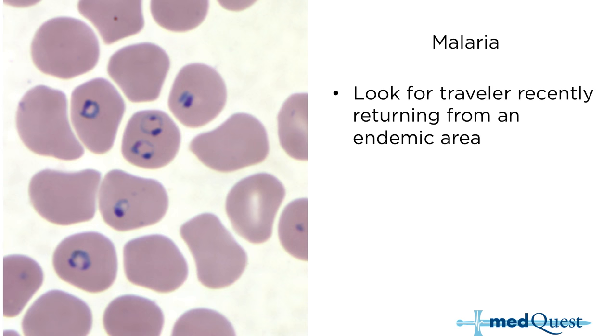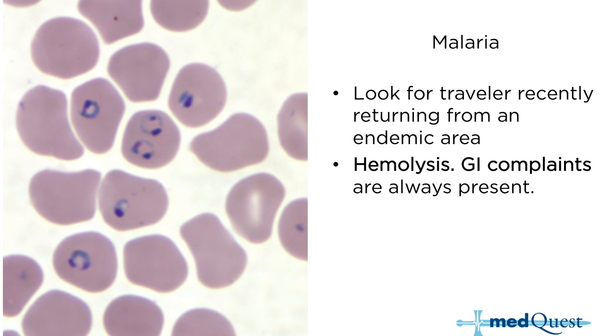Now, you look for this in people returning from endemic areas because there's almost no domestically transmitted malaria. It's about 1,000 to 2,000 cases a year of malaria in the United States, and 95% of it is brought into the country as an import. So it causes fever and hemolysis. Fever and hemolysis, and how do you tell it's malaria?